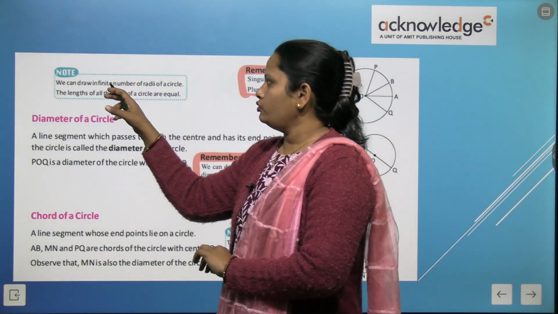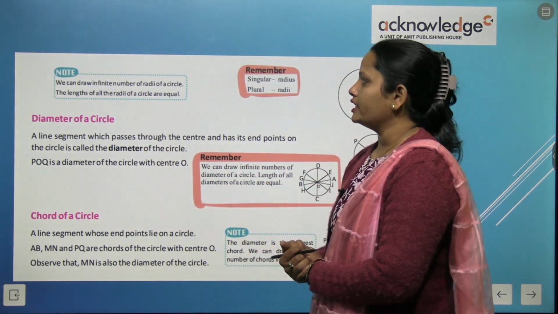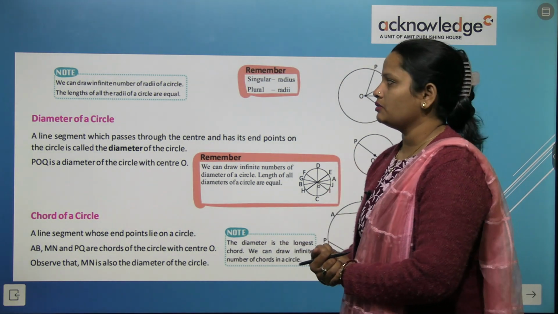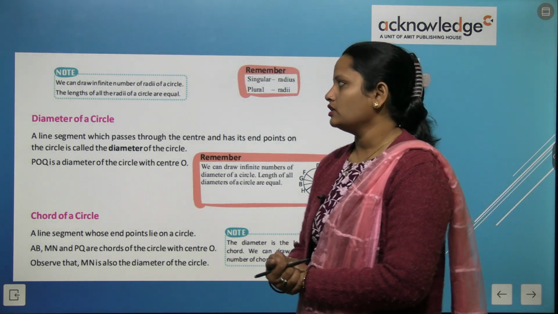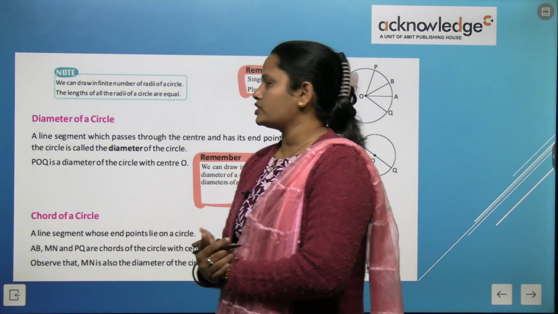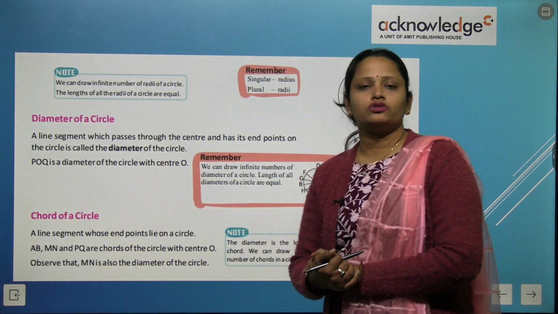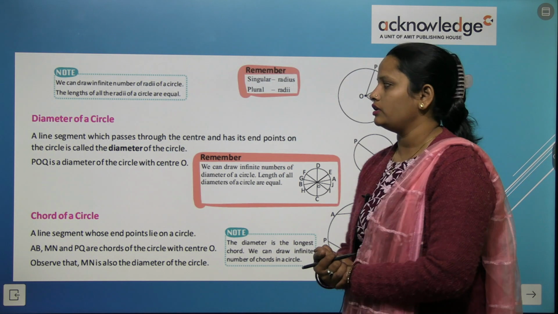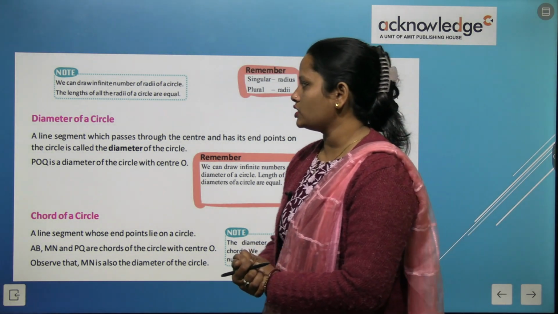We can draw infinite number of radii on a circle. हम circle में infinite radii बना सकते हैं. The length of all the radii of a circle are equal. और जितनी भी radii बनाएंगे उन सबकी length क्या होगी? Equal होगी.